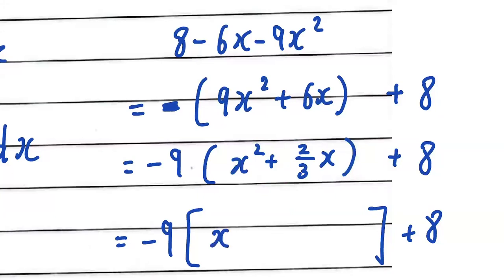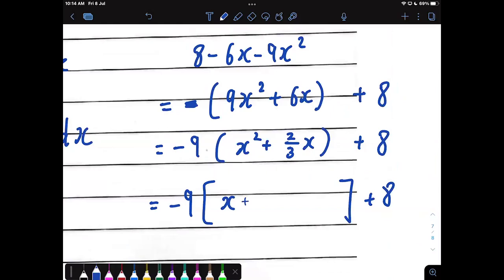What would it be? x plus 2/3 over 2. Simplify straight away, you get 1/3. 2/3 over 2 is 1/3. Then bracket square. Then minus 1/3 square. Very good, exactly.